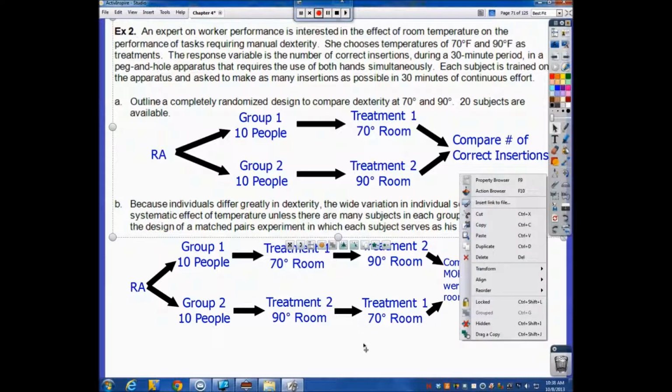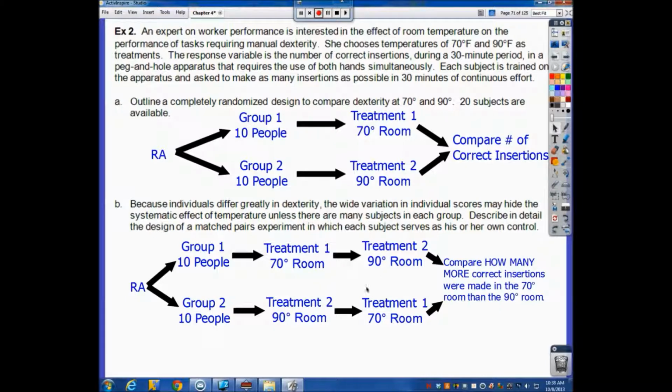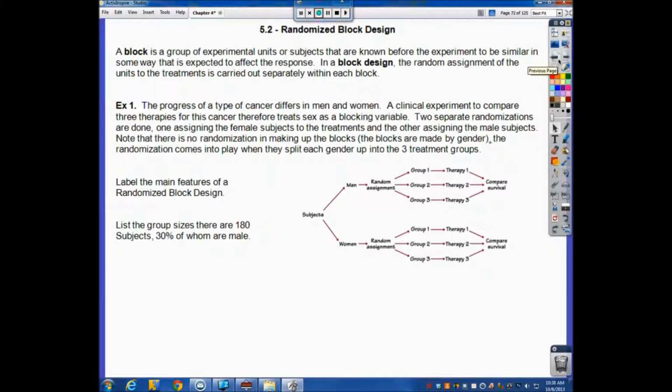So there is a difference between our two groups, between starting out in the hot room or the cooler room. So that's the main idea behind a matched pairs design: pretty much each subject gets subjected to multiple treatments. And then we just compare each person to him or herself between all the treatments.